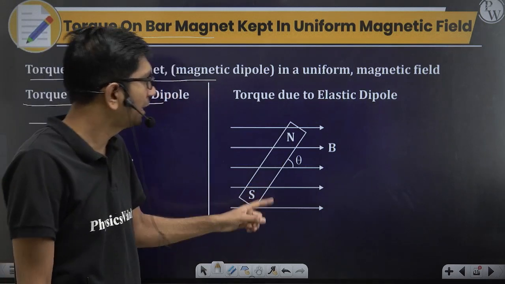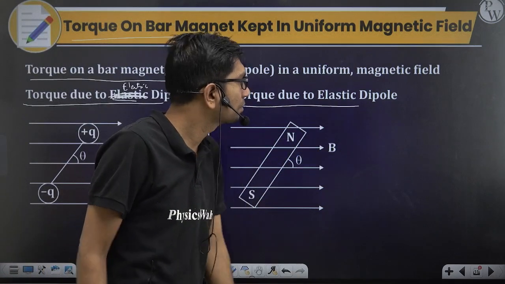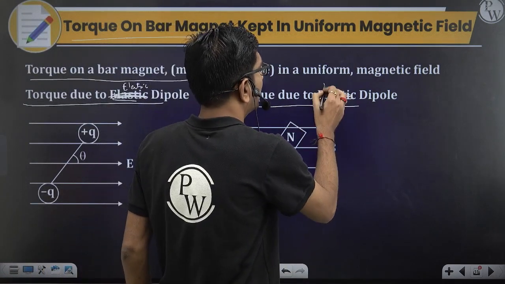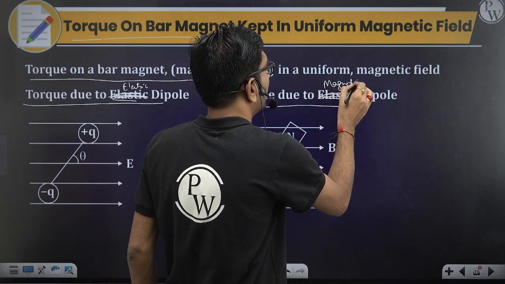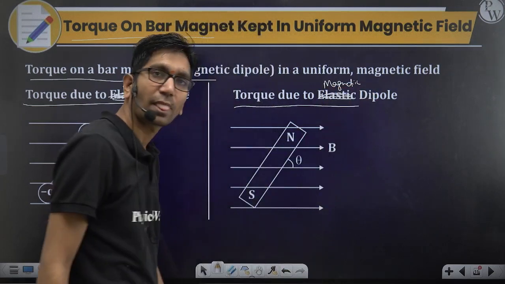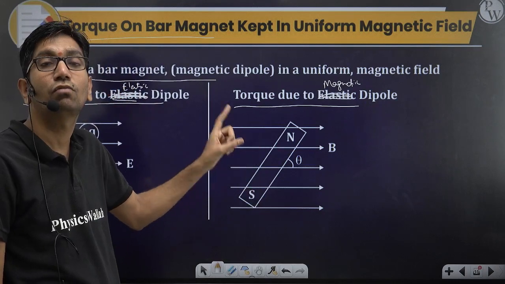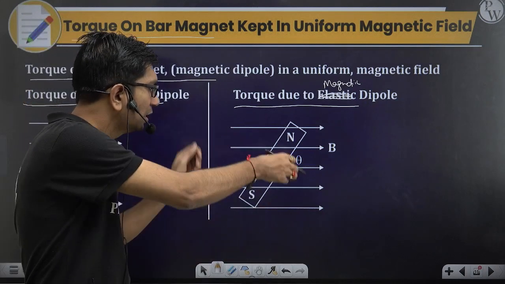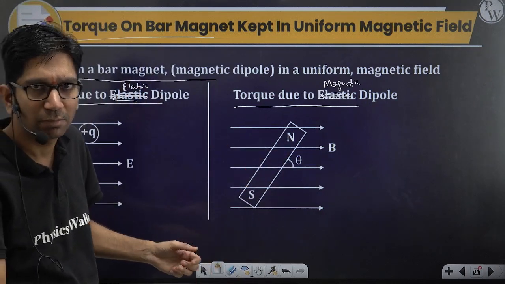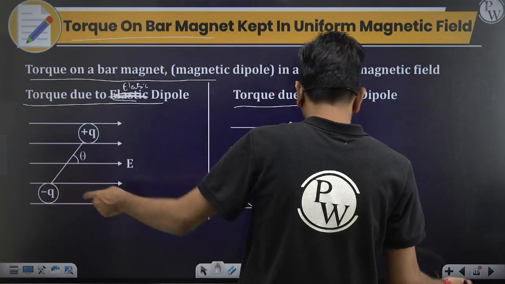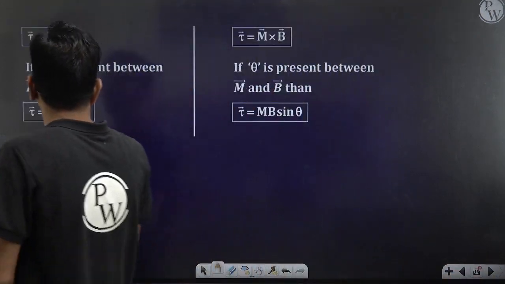And here, torque due to magnetic dipole. I have taken a magnet here and kept it in a uniform magnetic field. What happens? Of course, it turns. Turning is nothing but torque. Now let us see the formula for this one.